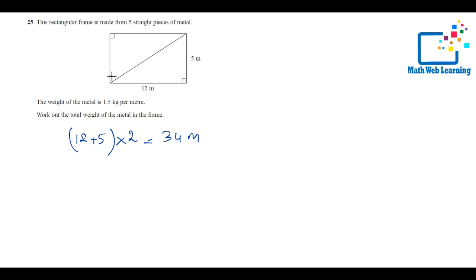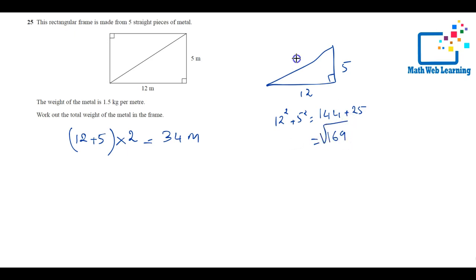Now, what about the diagonal? We can see the diagonal is clearly Pythagoras. It's the hypotenuse of the right angle triangle, 5, 12. So we need to do 12 squared plus 5 squared, which is 144 plus 25, which is 169. But we need to square root, right, to get the hypotenuse or the diagonal. In this case, 13 meters. So the diagonal here is 13 meters.